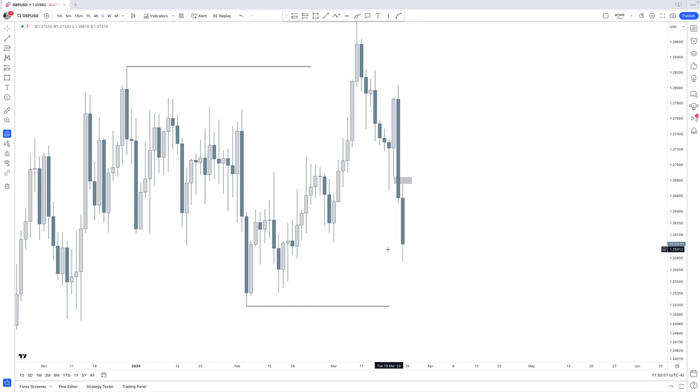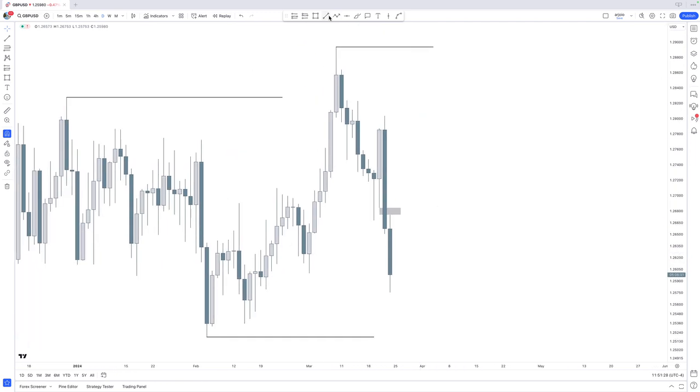So the intermediate term low is not protected just for the sake that it's an intermediate term low. No, it actually is the target. So again, same thing with order flow. Oftentimes the last line of defense, the swing low, is not always protected. It actually oftentimes becomes the target instead. Very important to understand.